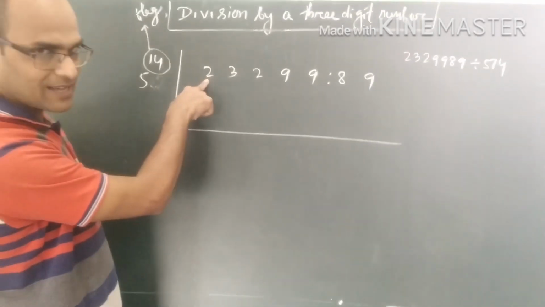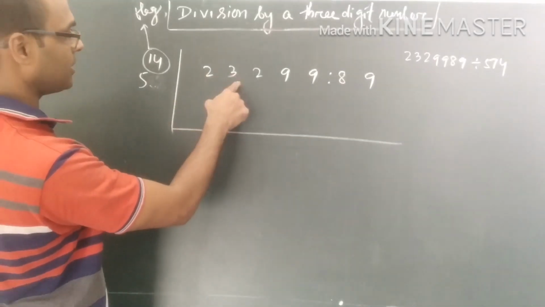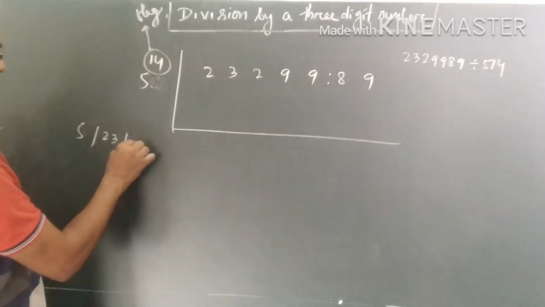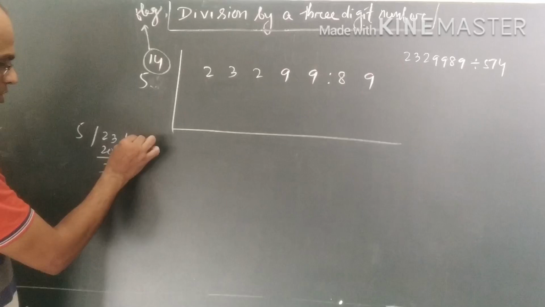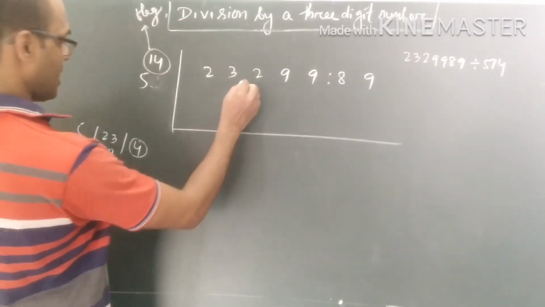Actually, we have to take the first digit first. 2 divided by 5 is not possible. That's why you take 23. 23 divided by 5. 5 into 4 is 20, remainder 3. Quotient is 4, remainder is 3. So you write the quotient here and the remainder here.